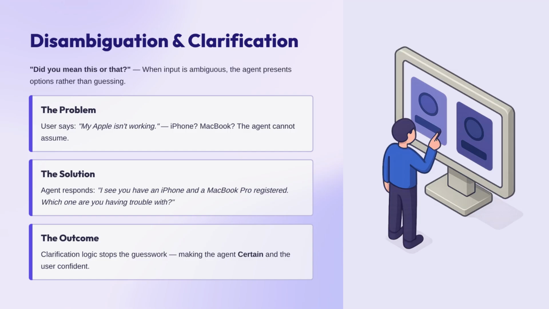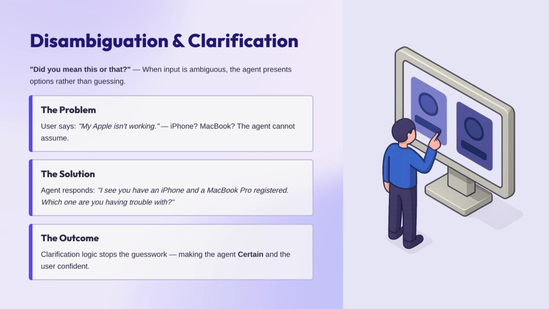Sometimes users aren't clear. Imagine a dummy example of a tech support agent. The user says, "My Apple isn't working." Does that mean their iPhone, their Mac, or the fruit they just bought at the grocery store? The agent recognizes the ambiguity and says, "I see you have an iPhone and a MacBook Pro registered. Which one are you having trouble with?"